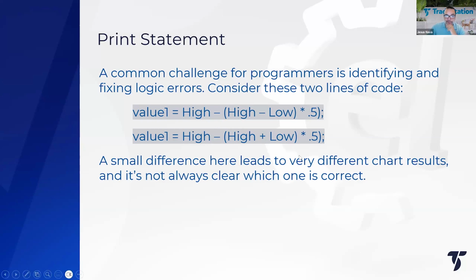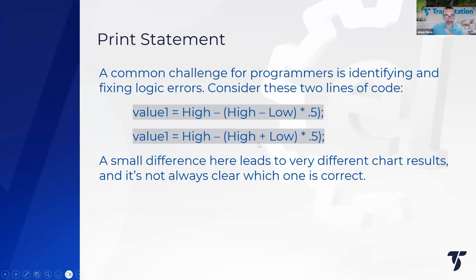This one on the top, where in the nested parentheses you have the high minus the low, that gives you the range of the bar. And then you multiply that by 0.5, that gives you the mid-range. And then from the high, you subtract that. So this expression at the top will result in a value that is the midpoint of the actual bar.